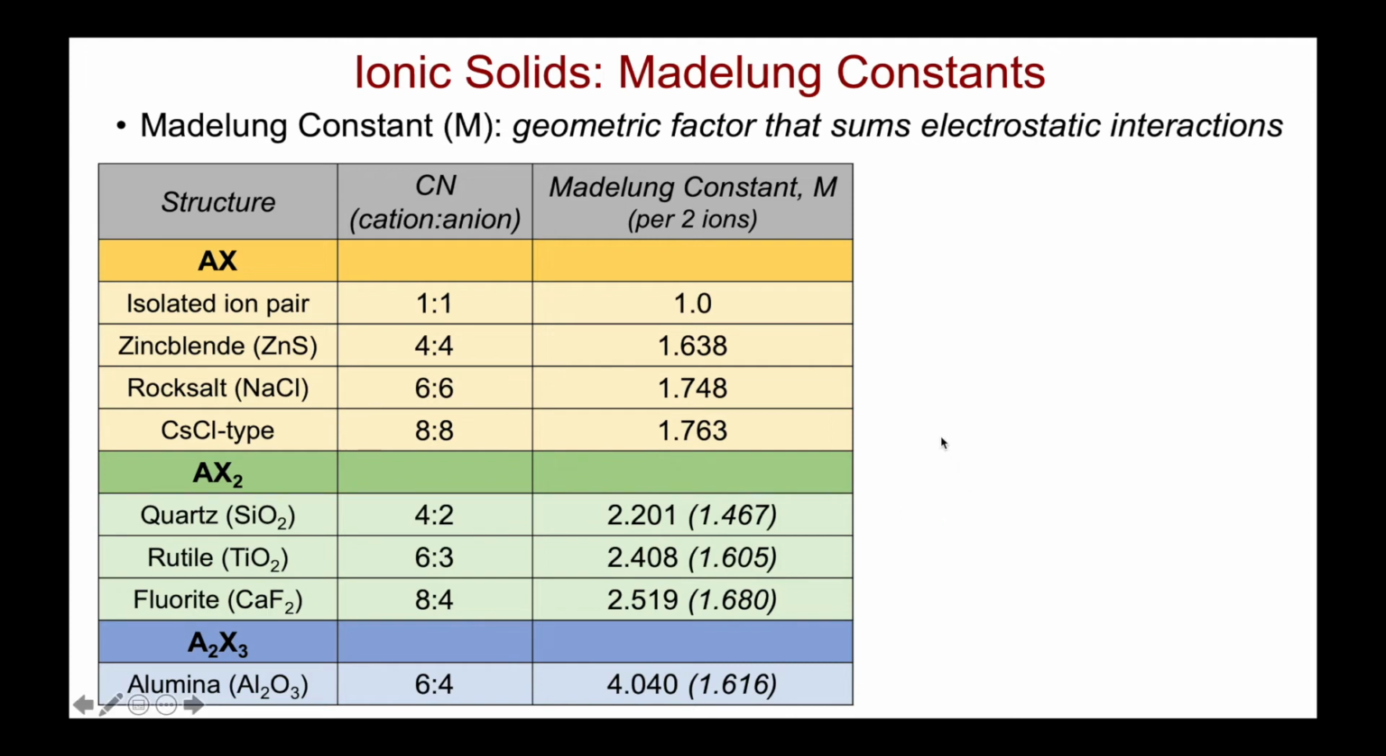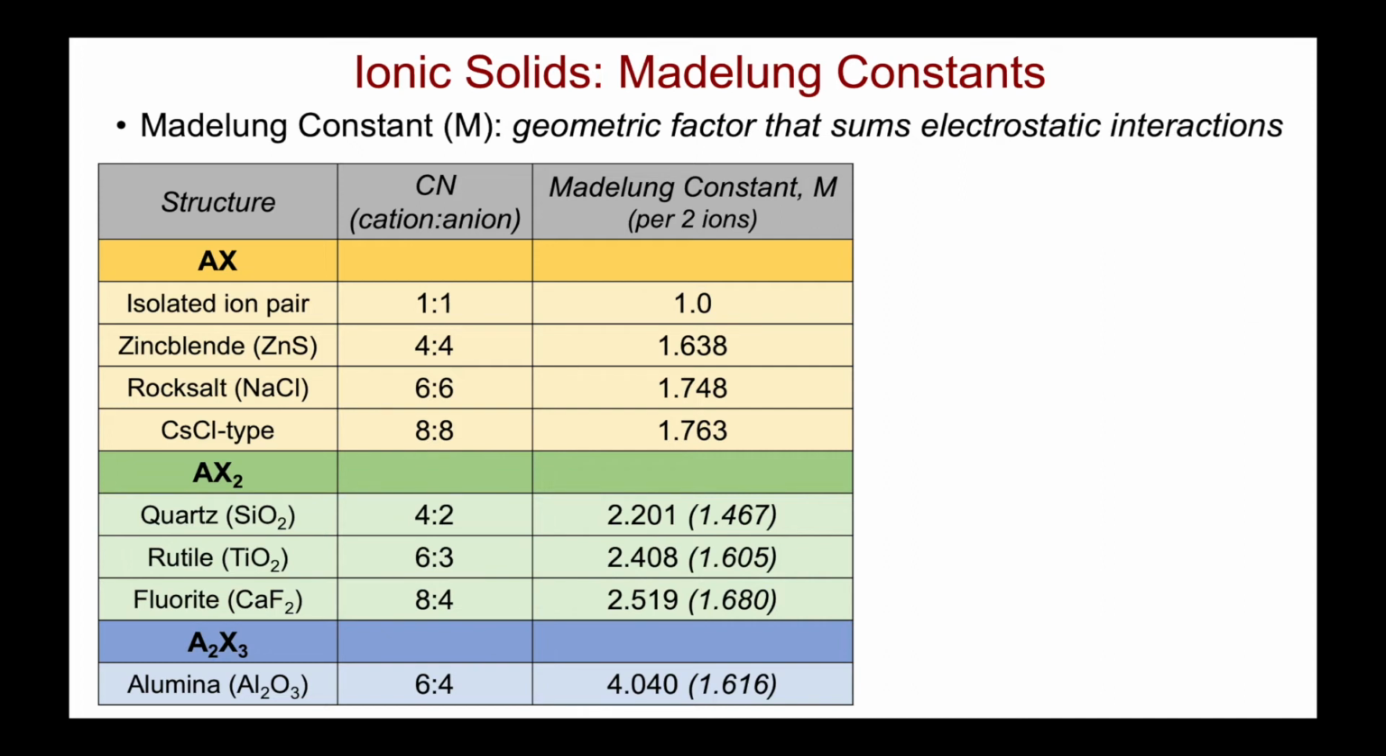We can see the same trend in AX2 type ionic solids, going from, in this case, quartz to rutile to fluorite, where the coordination number of the cation is increasing from 4 to 6 to 8, and that of the anion from 2 to 3 to 4, and correspondingly the Madelung constant also increases. What I show here in parentheses is the value of the Madelung constant per 2 ions. In other words, here in the AX2 structure, there's a total of 3 ions in the formula unit.